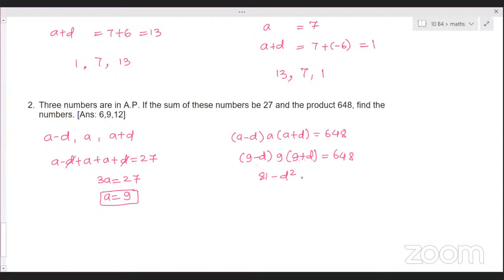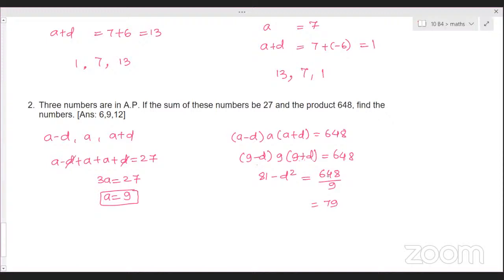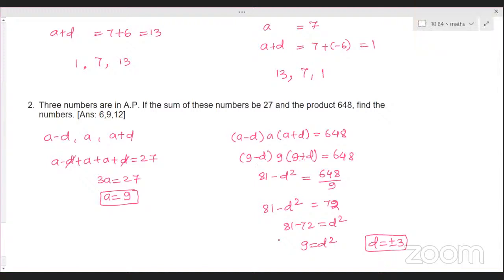This 9 will be transferred to RHS. 648 minus 576... sorry, 72. So 81 minus d square is equal to 72. 81 minus 72 is equal to d square. 9 is equal to d square. So d is equal to plus minus 3. Then we have to substitute in case 1 and 2 in a minus d, a, a plus d, and you will get the answer. 6, 9, 12, and in the second case, 12, 9, 6.